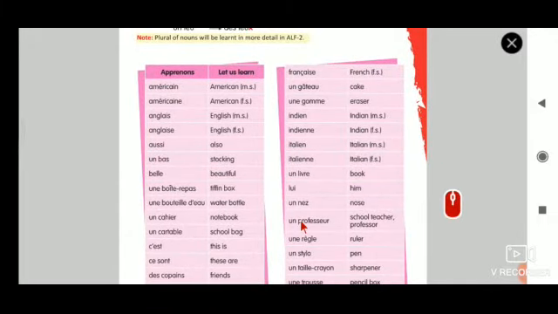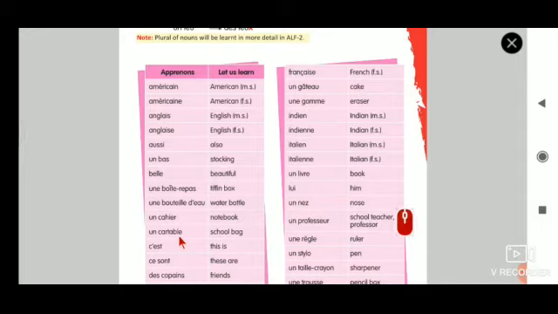Belle. 1, 2, 3, 4. Belle is here. Okay, let's go for the next word. Incartable.